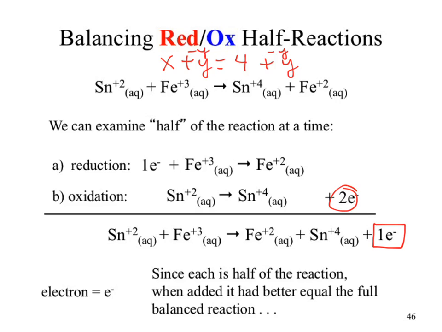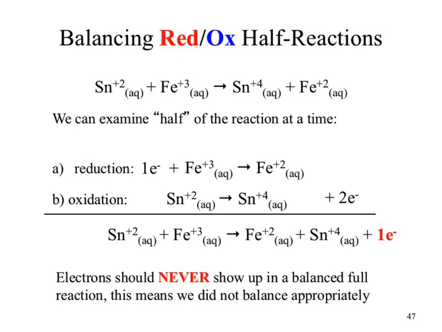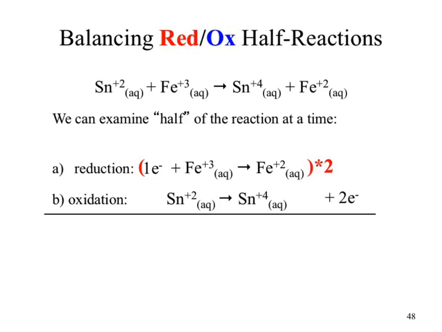Are we allowed to have electrons in our final balanced overall reaction? Mike, I'm sorry, I was trying to figure that out. What did you ask me? Are we allowed to have electrons in our final balanced reaction? No. What does that mean? This is wrong. Okay? We need to fix it in such a way where we don't have any leftover electrons. So what can we do?